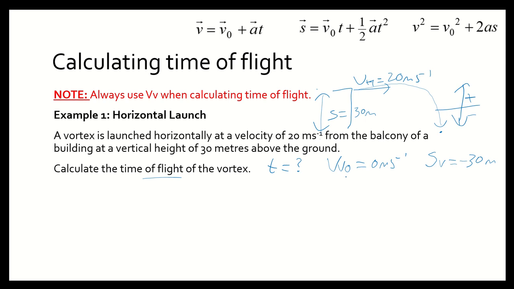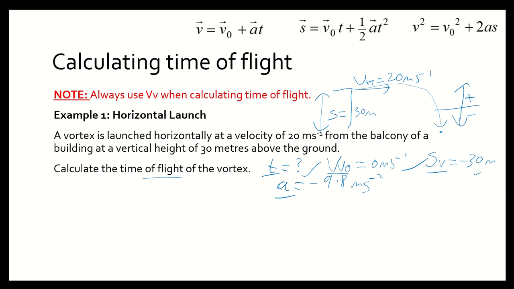So we've got the vertical initial component, we've got the displacement, we've got time. There's something else that we always have. We always have the acceleration, and that's going to be acting downwards at 9.8 meters per second squared. So, calculate the time of flight of the vortex. We've got time, acceleration, v0, and displacement.